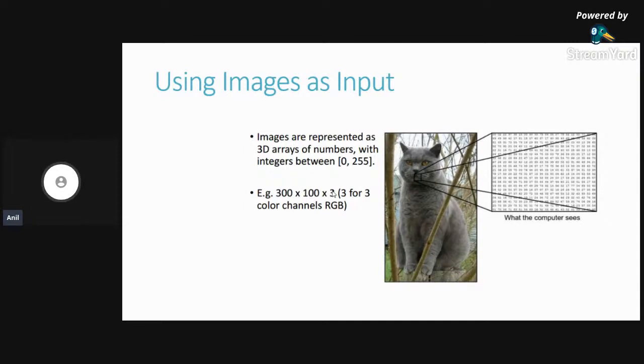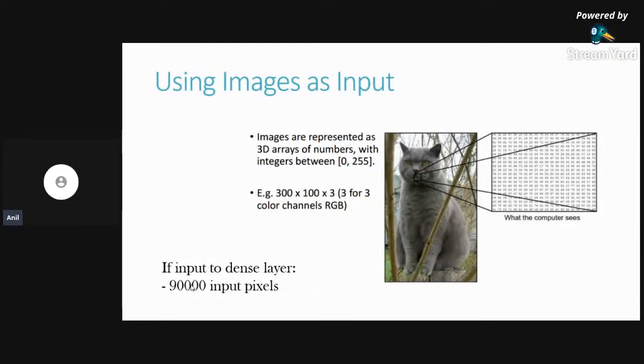If it's a grayscale image, it will be one value. If it's an RGB image, each pixel has 3 values for each channel R, G, and B. So let's say if we use these numbers as the input to the neural network, how many inputs will we be giving? We will be giving 90,000 inputs to the neural network.